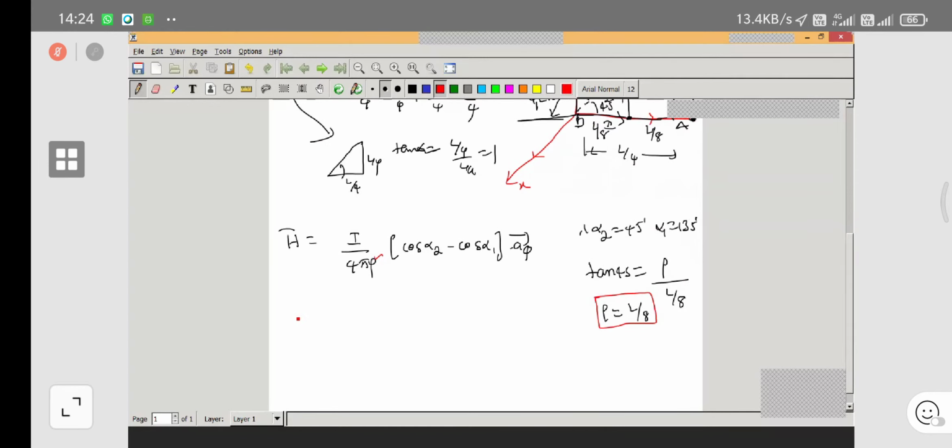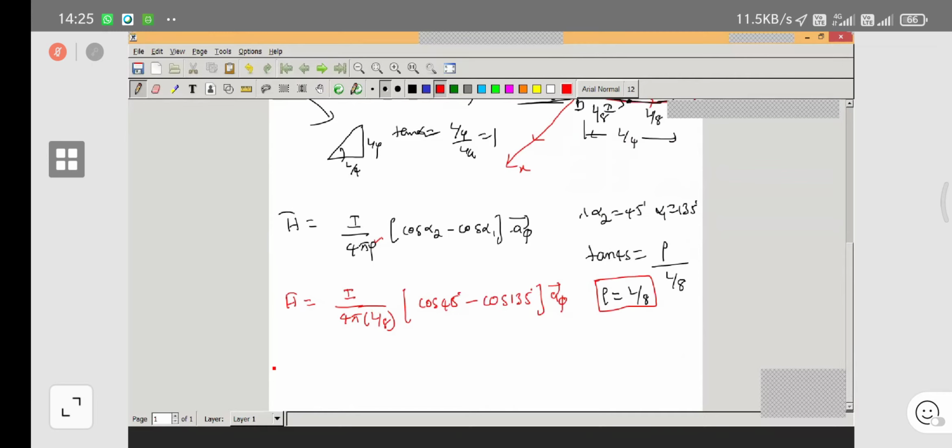H is equal to I divided by 4 pi, times L by 8, times cos alpha 2, which is cos 45 degrees, minus cos alpha 1, which is cos 135, in the direction of a phi.